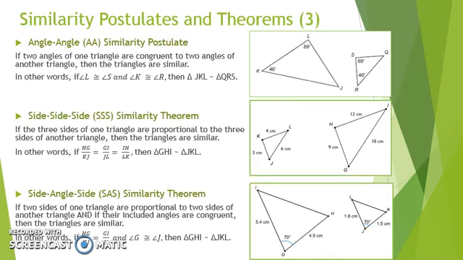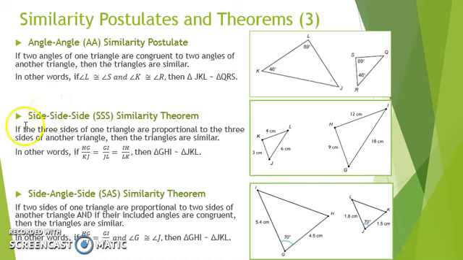These are the three similarity postulates or theorems that we learned regarding similar figures. In the angle-angle similarity postulate, if two angles of one triangle are congruent to two angles of another triangle, then the triangles are similar. So angle K is congruent to angle R, and angle L is congruent to angle S. That is enough to say that these two triangles are similar.